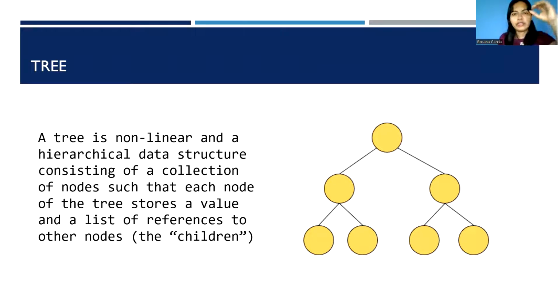It has a starting node, the root, and the root is connected to 2 other nodes. And the nodes themselves can be connected to 0, 1, or 2 nodes. And that is how the tree starts to grow. This is the basic representation of what a tree is.